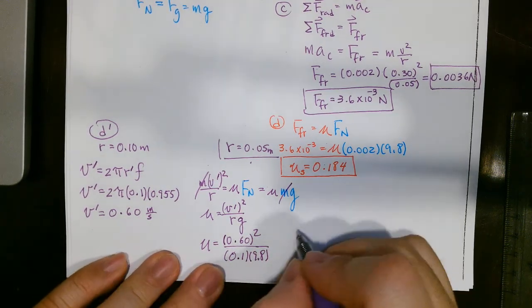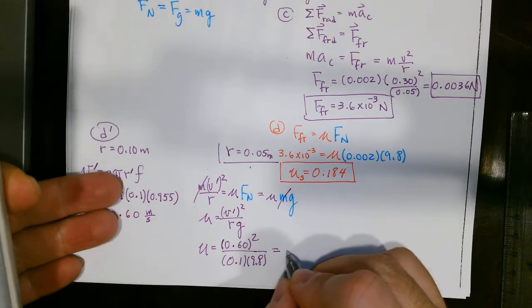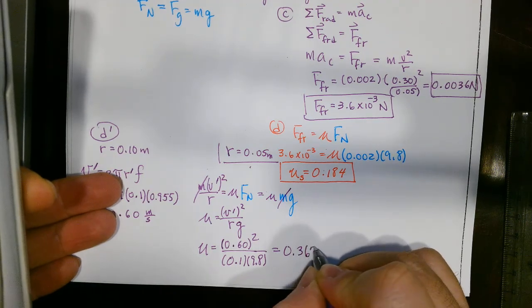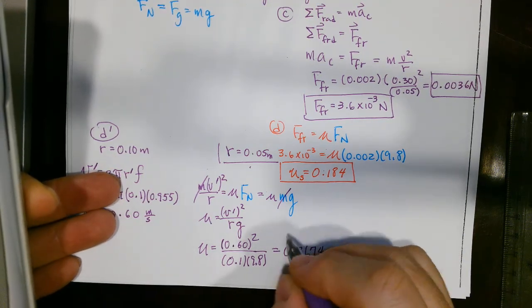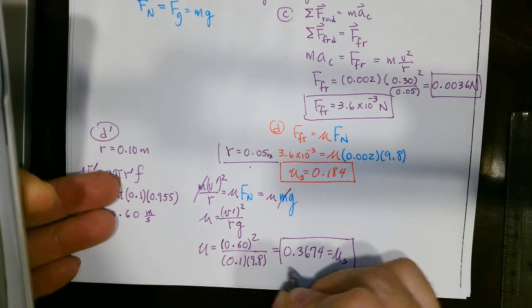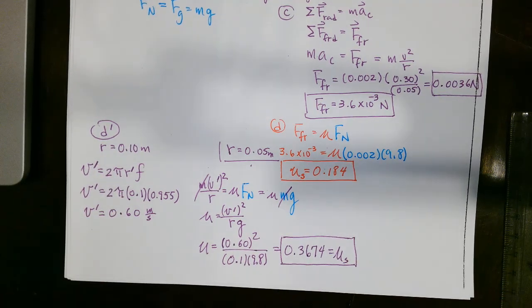So if you work that out, I think you'll get double this. All right. So squared divided by 0.98. Yeah, and I get 0.3674 as my mu sub s. So when you're further out from the center of the circle, you're going to need greater friction to get that thing to stay in the circular path.